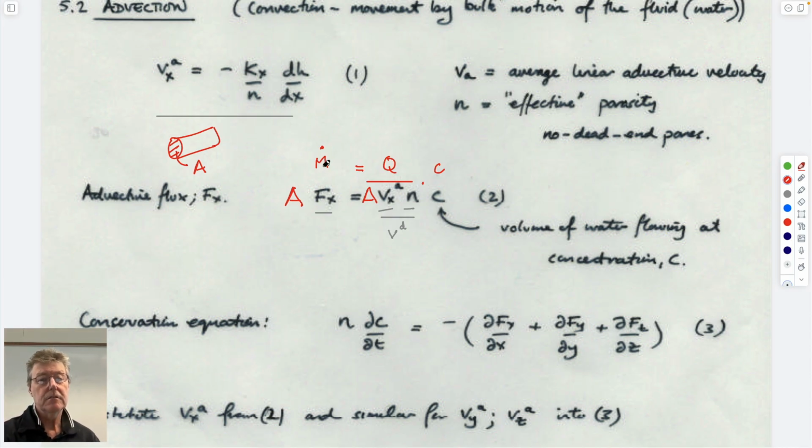And so the kilograms per day that are carried downstream, mass flow rate, are equal to the volumetric flow rate, meters cubed per day, multiplied by mass per unit volume. This has a volume in it. This is divided by volume, so it becomes a mass per unit time.